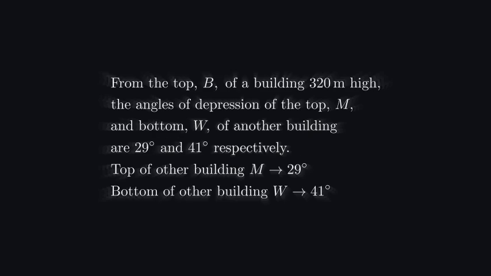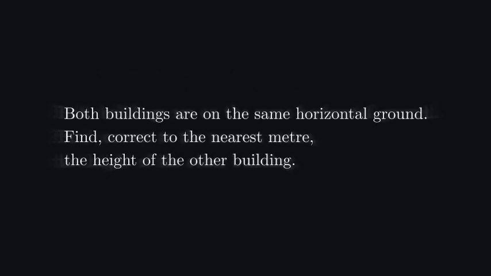From the top, B, of a building 320 meters high, the angles of depression of the top, M, and bottom, W, of another building are 29 degrees and 41 degrees, respectively. The word respectively means the angle of depression to the top of the other building is 29 degrees, and the angle of depression to the bottom is 41 degrees. The two buildings are on the same horizontal ground. We are asked to draw a diagram and calculate the height of the other building correct to the nearest meter.